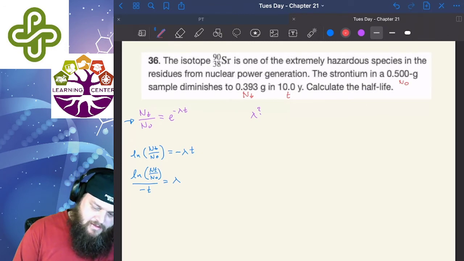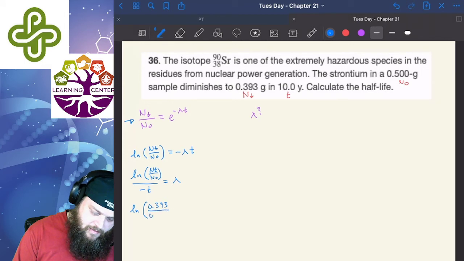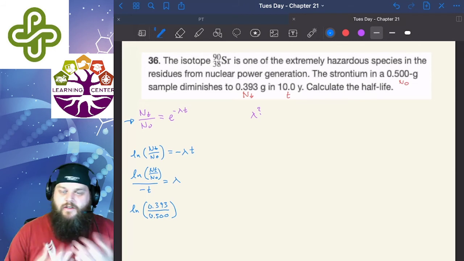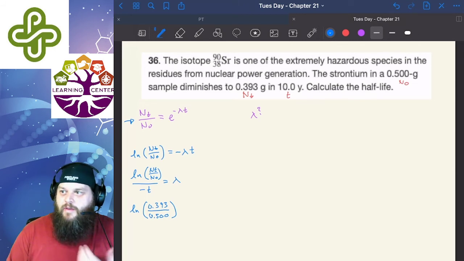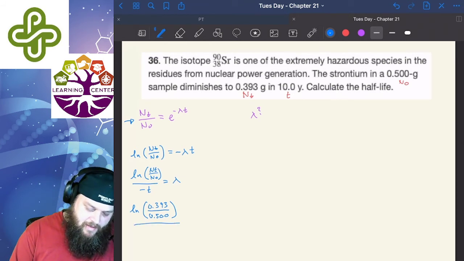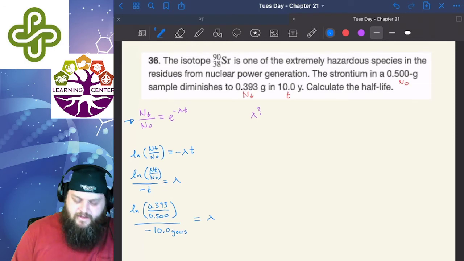So plugging those in, taking the natural log of Nt, 0.393 divided by 0.500. That value inside that logarithm should always be a fraction, should never be greater than 1. If it is, you probably have it arranged the wrong way. So take a look at it. Divided by negative time, which is 10.0 years. And that's going to equal my decay constant.